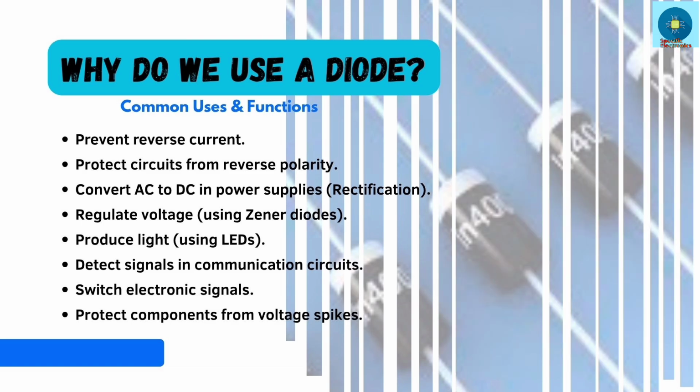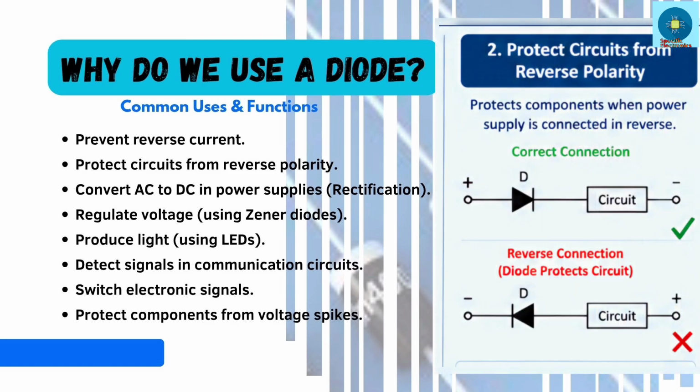The second application is reverse polarity protection. Sometimes we accidentally connect a battery in the wrong direction. Without protection, this mistake can damage expensive electronic components. A diode prevents this reverse current and keeps the circuit safe.